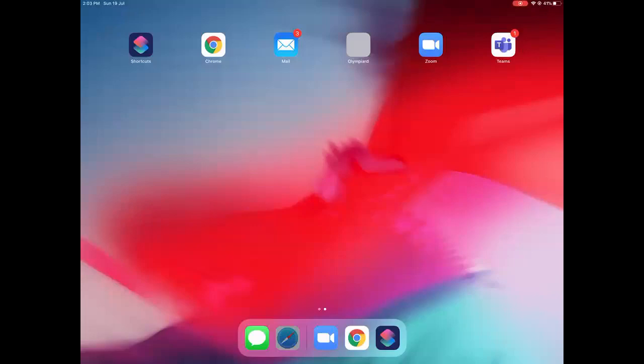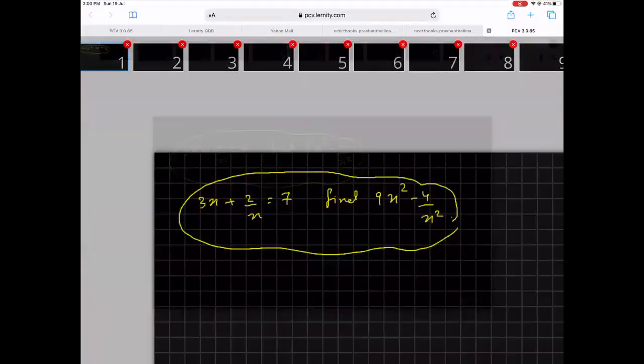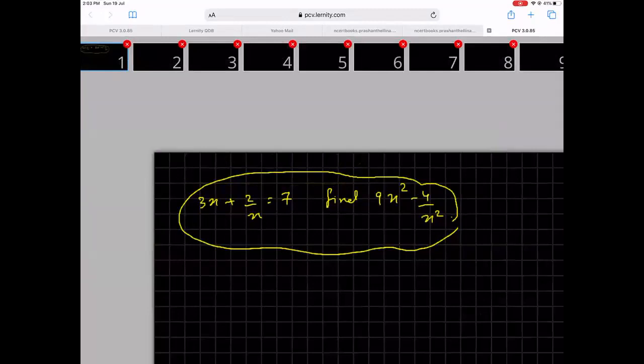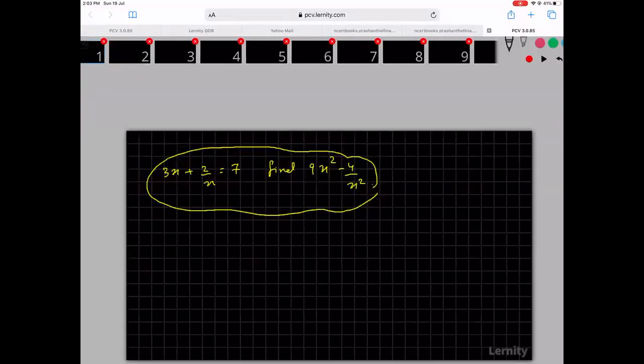Yes, so I've given you a question here. 3x plus 2 by x is equal to 7. Find 9x square minus 4 by x square.